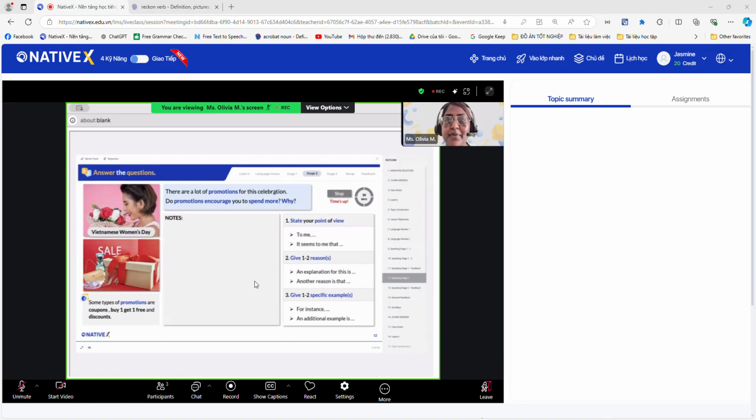Jasmine, when you are ready, you may begin. Okay. It seems to me that promotions are an important factor that makes me spend more on celebrations. An explanation for this is promotions give me a sense of getting more value for my money, which can be difficult to refuse.